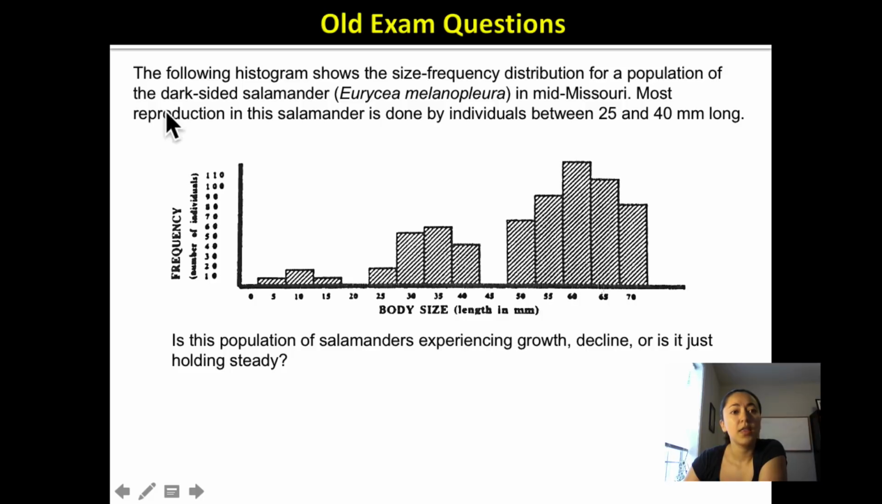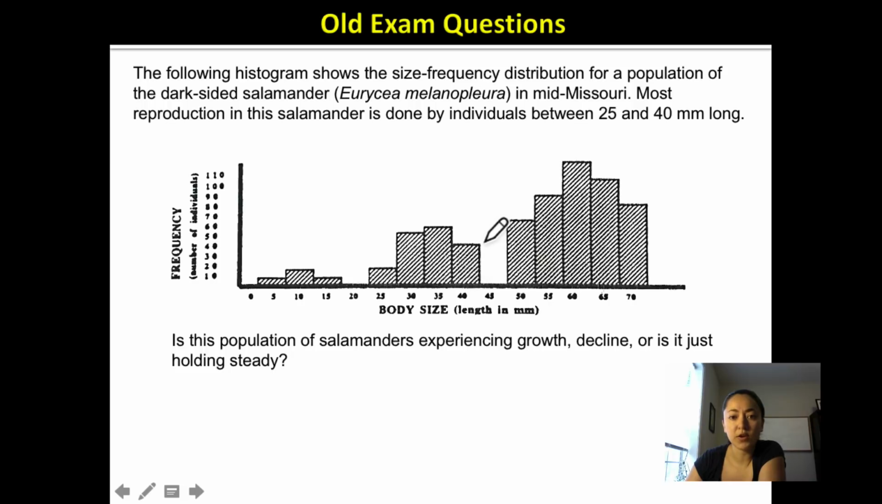The following histogram shows the size-frequency distribution for a population of dark-sided salamander in mid-Missouri. Most reproduction in this salamander is done by individuals between 25 and 40 millimeters long.